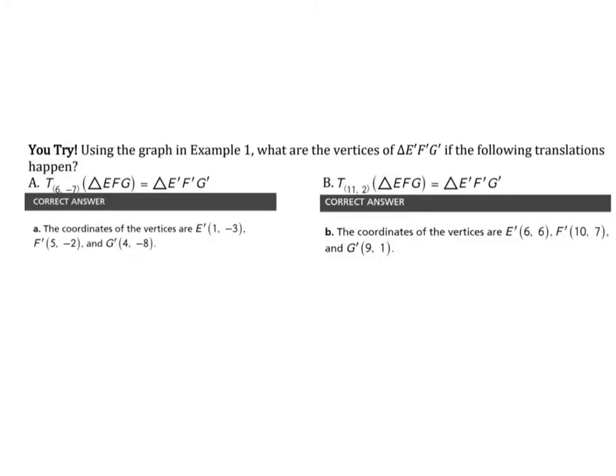So these are the solutions, right? E prime is at 1, -3, so on and so forth. So you can check. These are just giving you the vertices. But if you graph them, you should be able to see where they are.